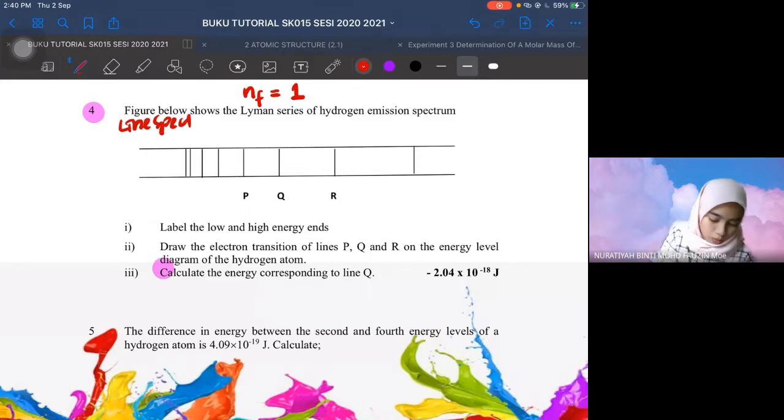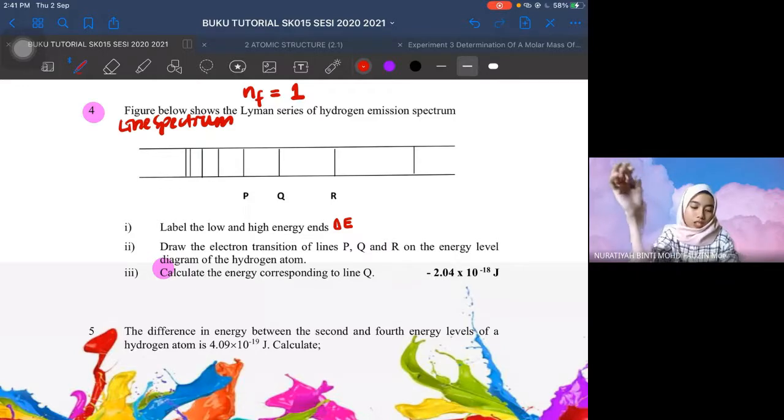From your line spectrum, we want to label the low and high energy ends. So that means your energy delta E. Which has the highest energy, which the lowest. But first things first, from the line spectrum, you need to know which line is the first line.